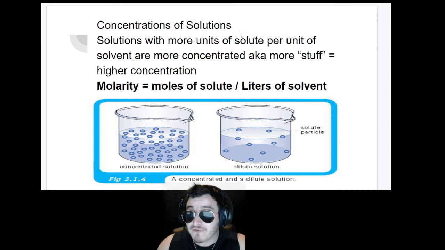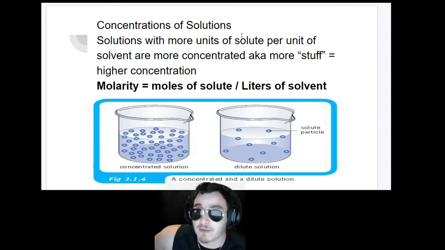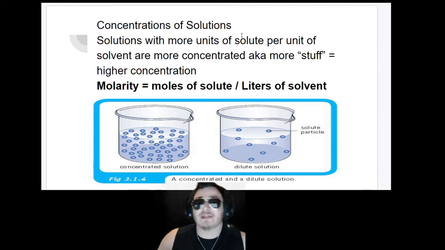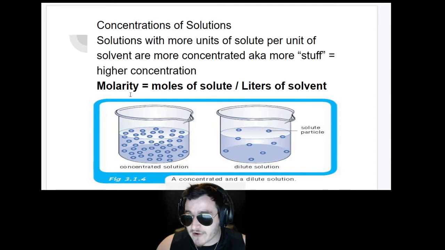So more stuff, more orange juice concentrate, more concentrated the solution, aka the more flavor we would experience if we're equating this to beverages, something like that. But molarity, very, very, very important to get these units straight. Molarity is the moles of solute, whatever you're dissolving, over liters of solvent, which is almost always water here.